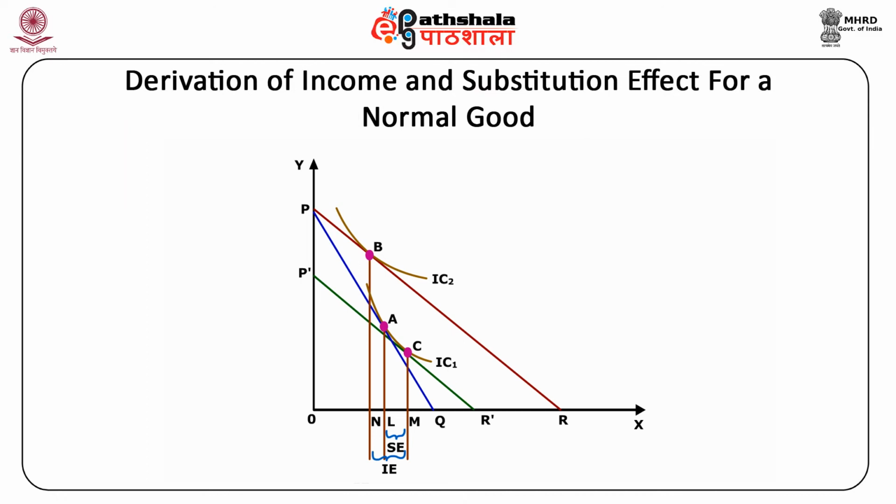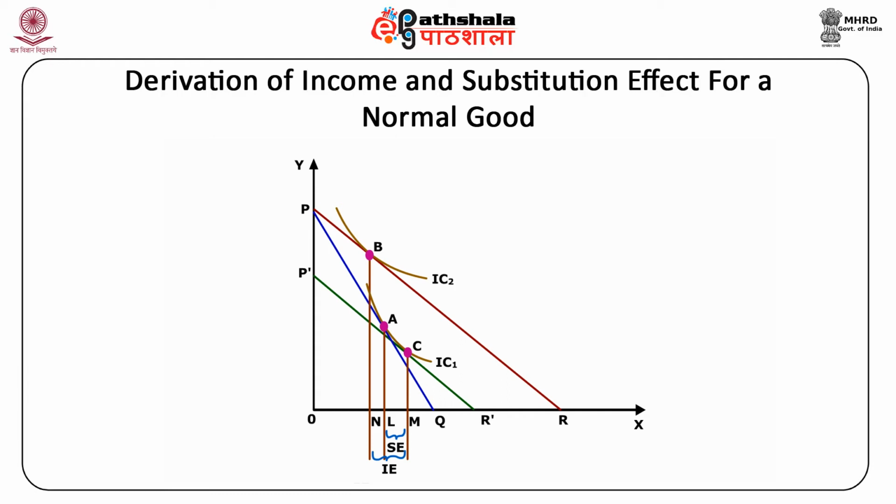The substitution and income effect of a price change is illustrated in the figure. With the given money income and prices, the consumer's equilibrium is shown at point A, where the indifference curve IC1 is tangent to the budget line PQ. With a fall in the price of commodity X, ceteris paribus, the budget line swells to PR and the new equilibrium is achieved at point B. This decrease in price of X results in an increase in the real income or purchasing power of the consumer.